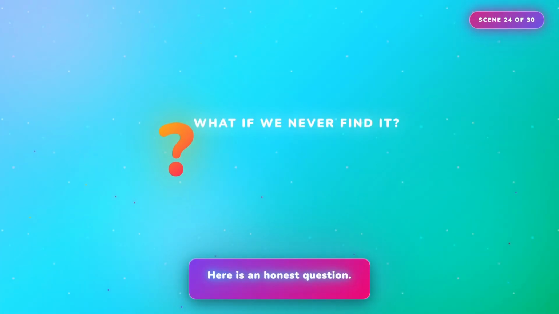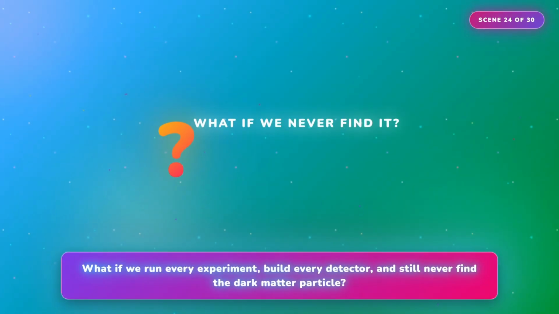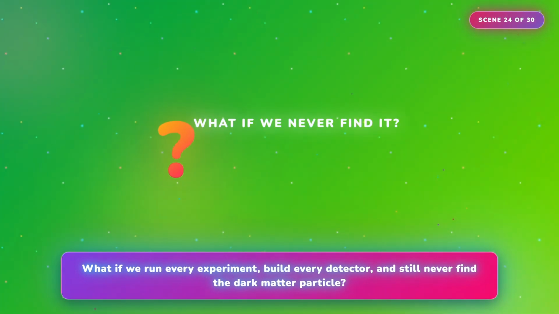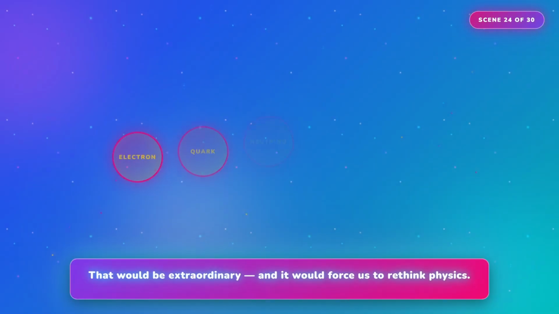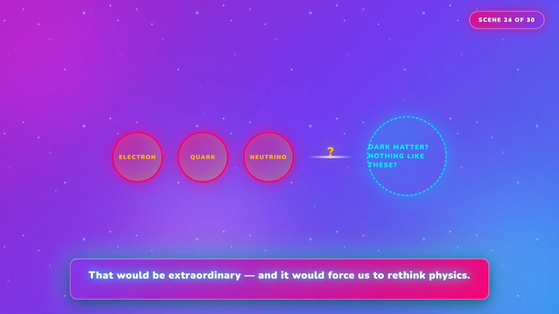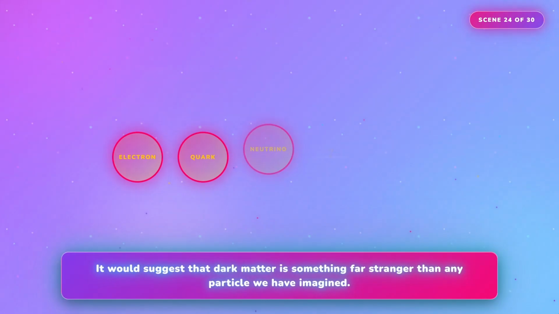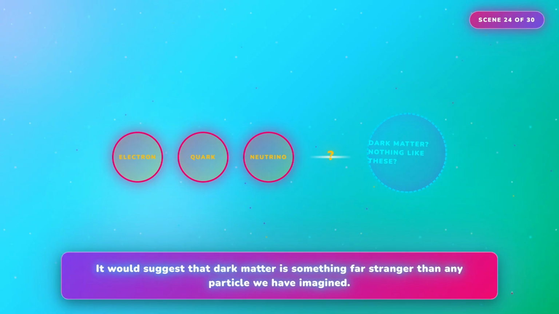Here is an honest question. What if we run every experiment, build every detector, and still never find the dark matter particle? What then? That would be extraordinary, and it would force us to rethink physics. It would suggest that dark matter is something far stranger than any particle we have imagined.